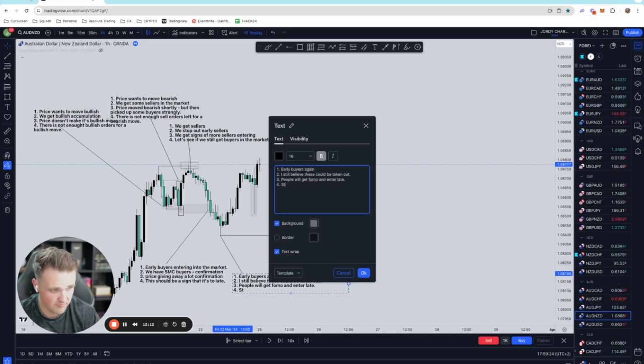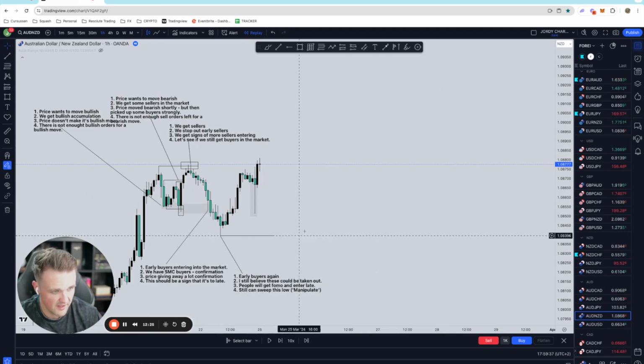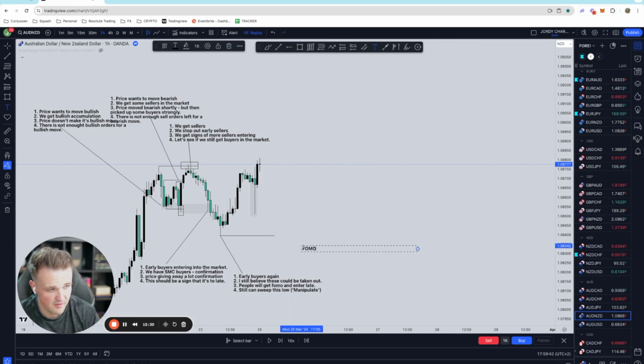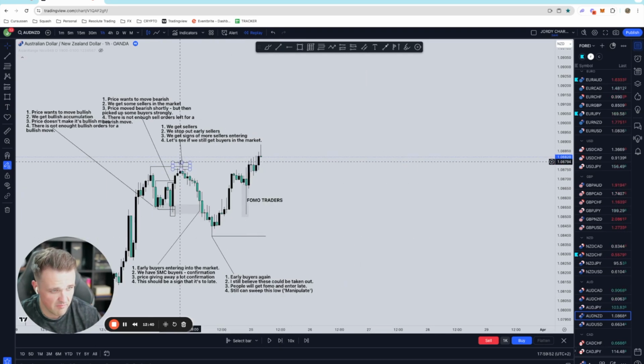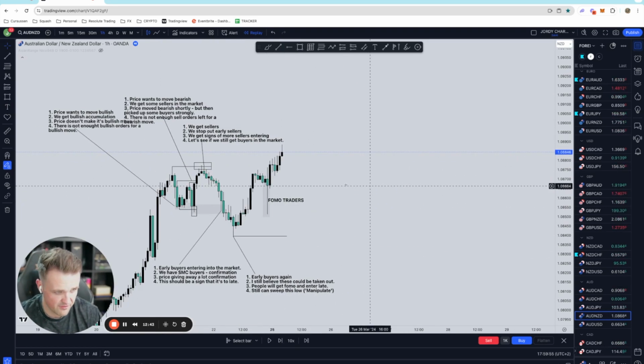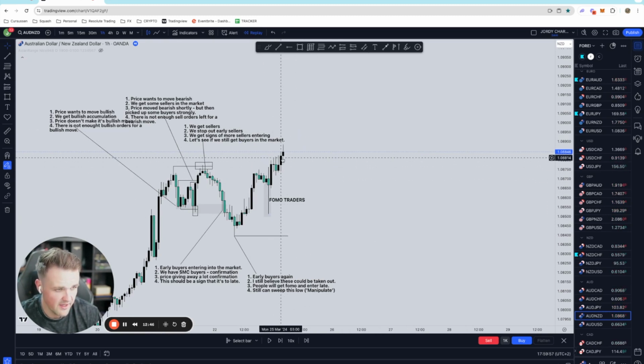So we have this low, still can sweep this low or manipulate this low. And then we can move to the upside. Now we have the next level. FOMO traders. These. What is happening? We move to the upside. Again, we might see some sell orders here, but we can see that the buyers are in order, taken over, sorry. And for me, if I want to move to the downside, we can play the same game.